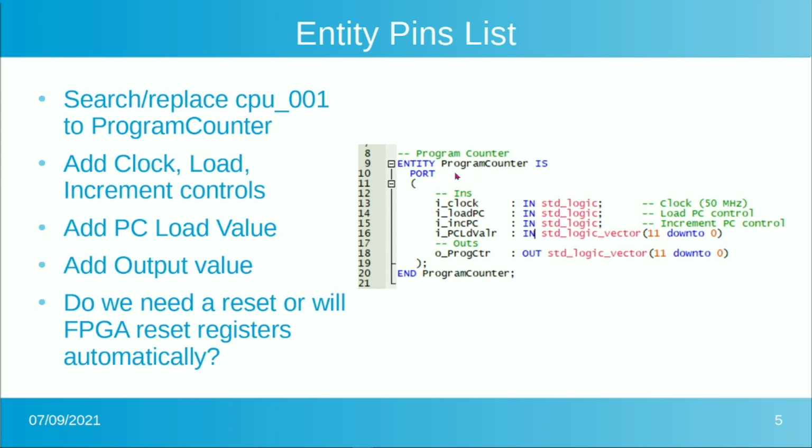There'll be one or two things that don't follow that, but it's just much easier. Not necessary, but easier. So what signals do we need for a program counter?